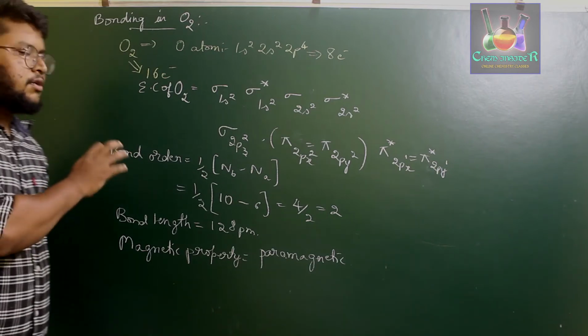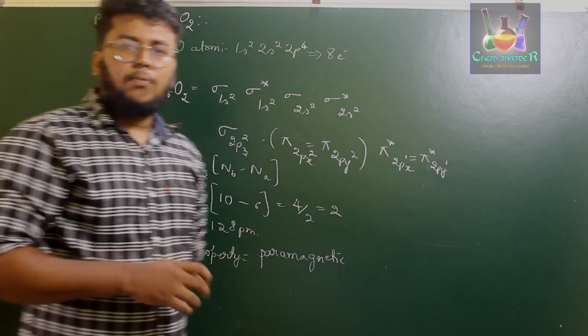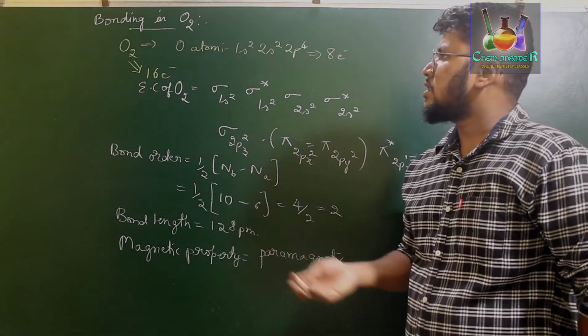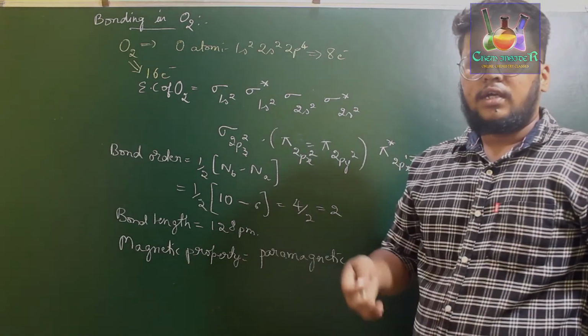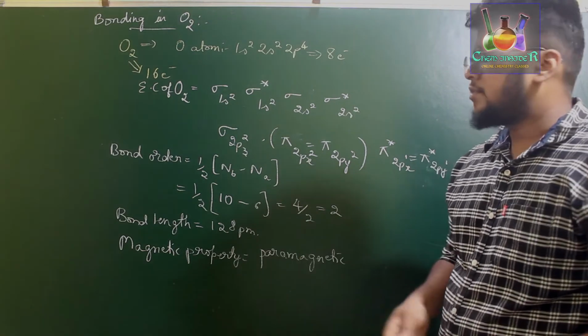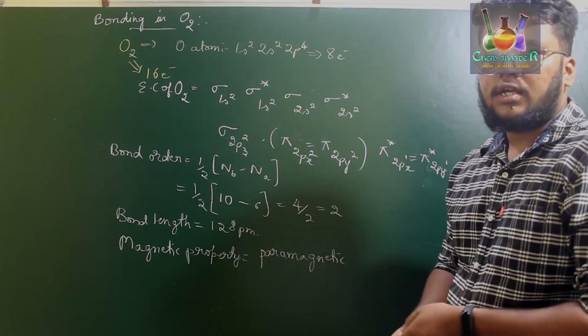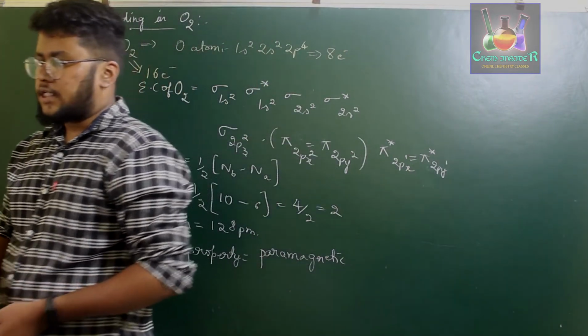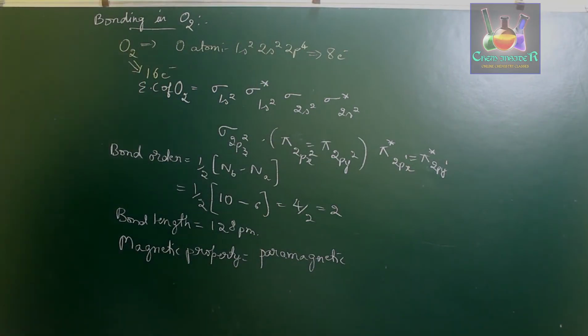Okay, so this is about the bonding in the homonuclear diatomic oxygen molecule. We can also discuss the diatomic molecules of the second period or third period. It is quite similar to these, which have more than 16 electrons. Next, we will discuss the last topic of this particular chapter, that is hydrogen bonding.